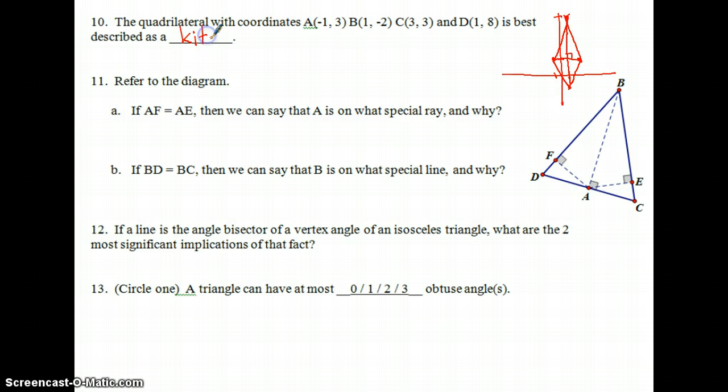Because one's up at 8, and one's at negative 2, and the midline is... Oh, wait. From 3 down to negative 2, that's 5. From 3 up to 8, that's 5. Oh, folks. I needed graph paper. That's actually a rhombus.